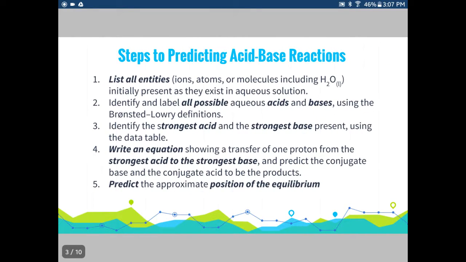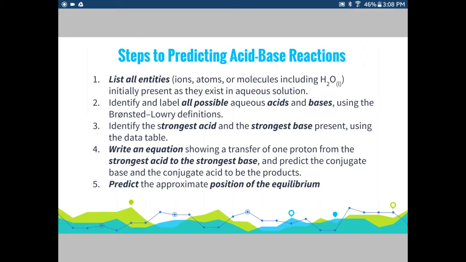At this point, especially, I would recommend pausing this video and writing these 5 steps down, as you will use them quite frequently in this unit as well as throughout this course. Essentially, Bronsted-Lowry came up with steps to predict which acids and bases are reacting in our equations or in our empirical testing.